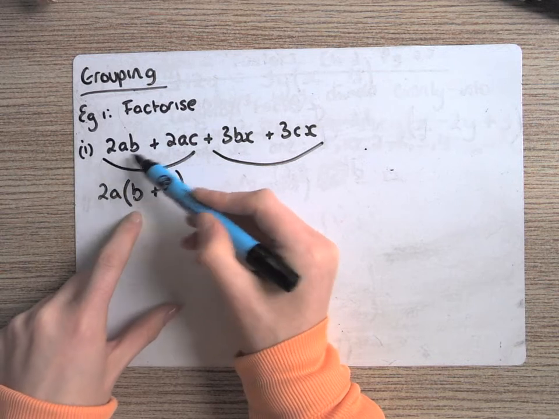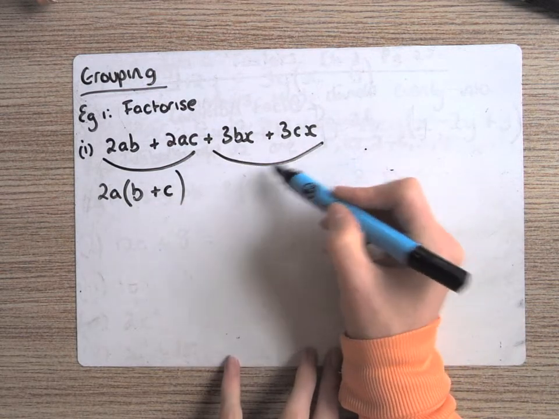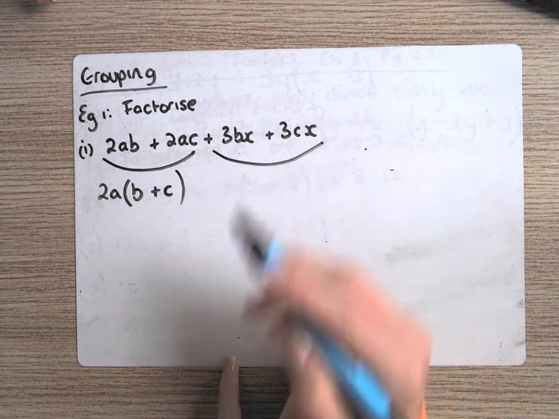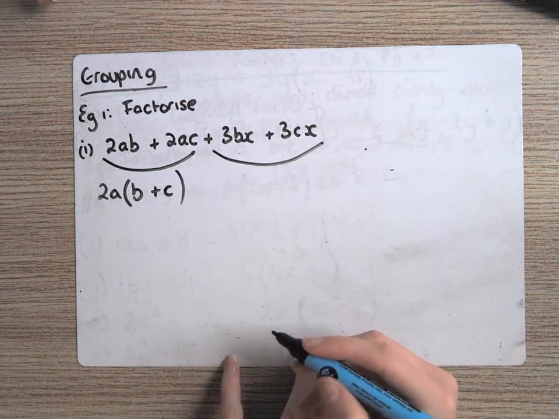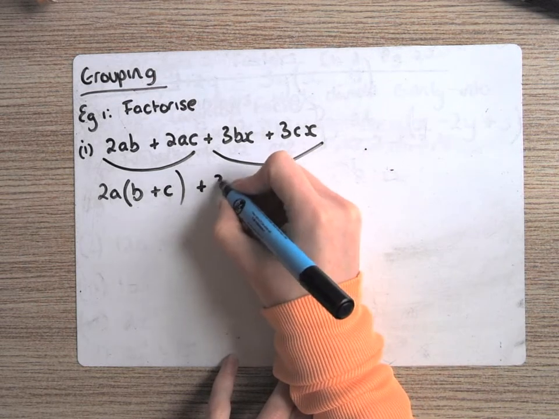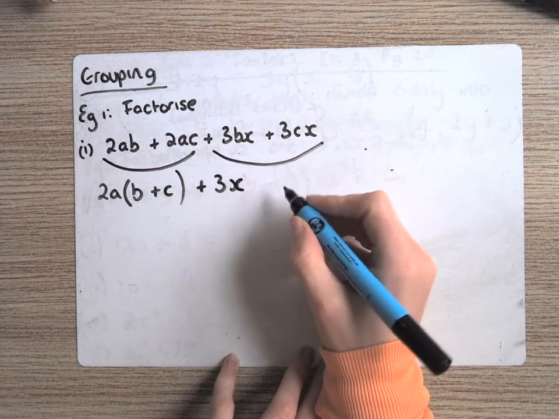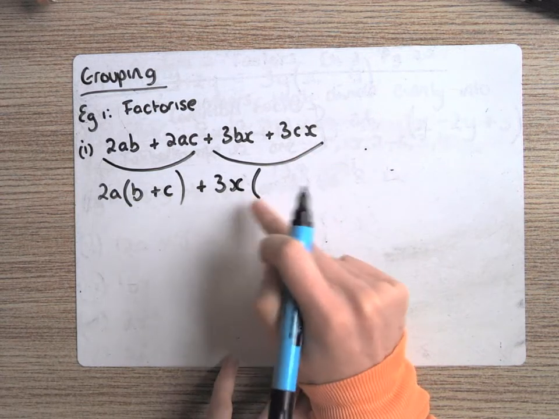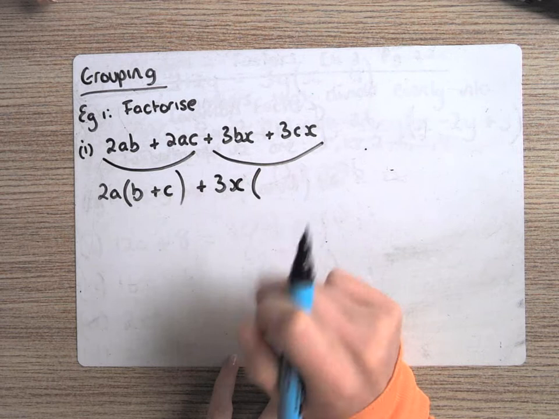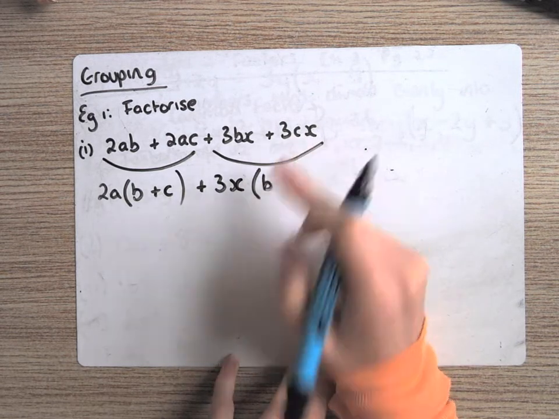Okay? Now let's look at these two. 3bx plus 3cx. What's common? 3 and x. Is it a plus 3x or a minus 3x? A plus 3x, because if it was a minus, you'd have said it. Okay? So plus 3 and x. Now, 3x by what gives me 3bx? B. 3x by what gives me 3cx?